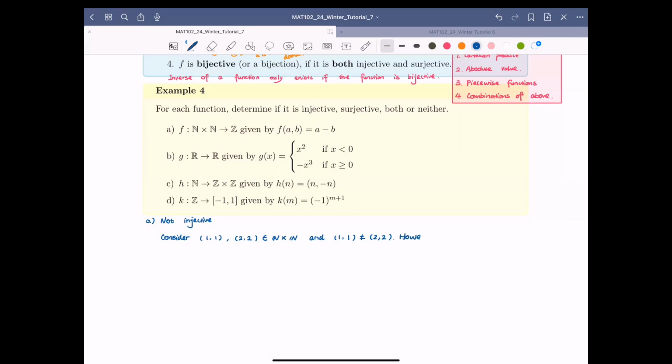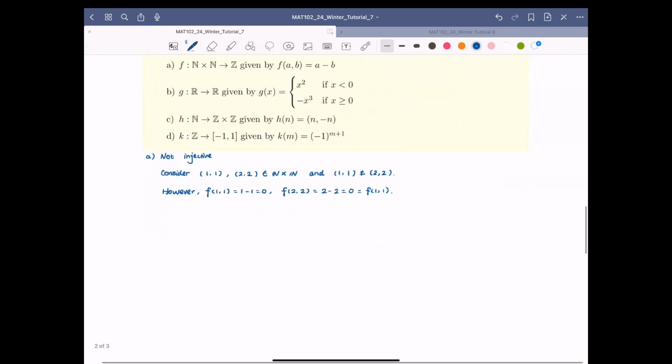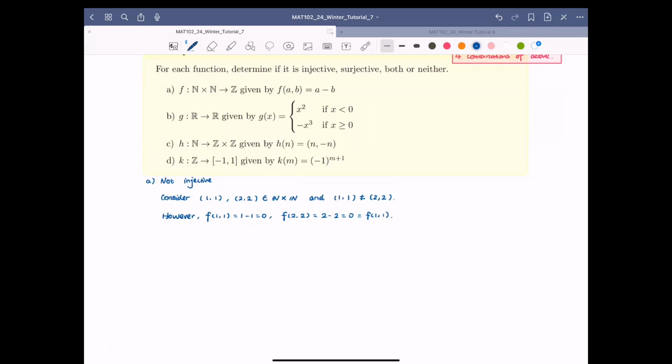However, f of (1, 1) equals 1 minus 1, which equals 0. And f of (2, 2) equals 2 minus 2, which also equals 0. So this equals f of (1, 1). So clearly it's not injective. And now we discover that it is surjective, and we discover that we need to do cases. We highlight this: not injective, it's surjective.